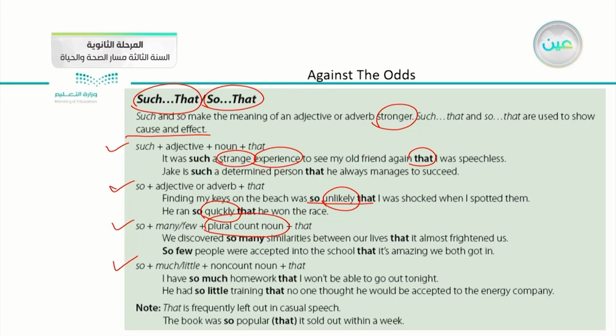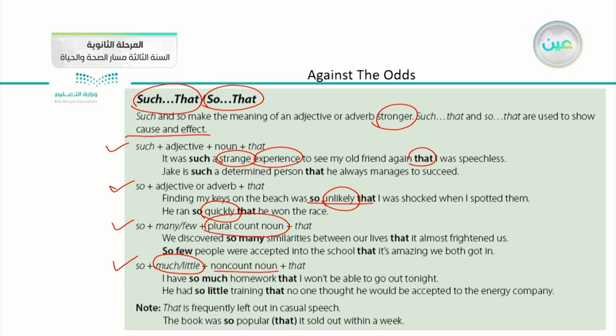Number one, we discovered so many similarities between our lives that it almost frightened us. Number two, so few people were accepted into the school that it's amazing we both get in. The last form is so followed by much or little. Much or little are usually used with non-count nouns. Okay, so for example, I have so much homework that I won't be able to go out tonight, or he had so little training that no one thought he would be accepted to the energy company.